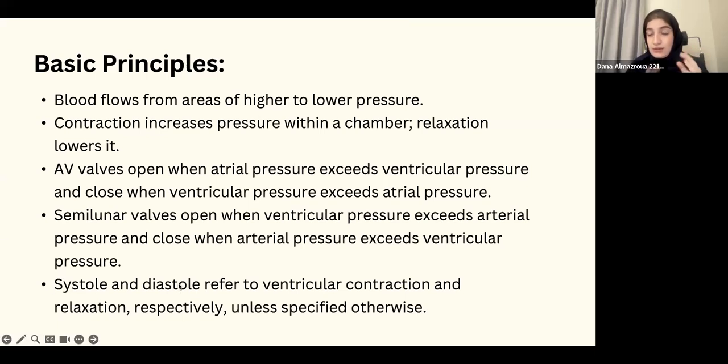And generally speaking, unless otherwise specified, whenever I say just systole, I'm referring to ventricular contraction. Unless, for example, I say atrial systole and I specify that it's atrial, that's when I'm talking about the atria. But generally speaking, whenever someone says systole without any other specific words, they're referring to the ventricles. Are the basic principles clear for now? I just want to make sure that you understand them so we can go into the cardiac cycle.